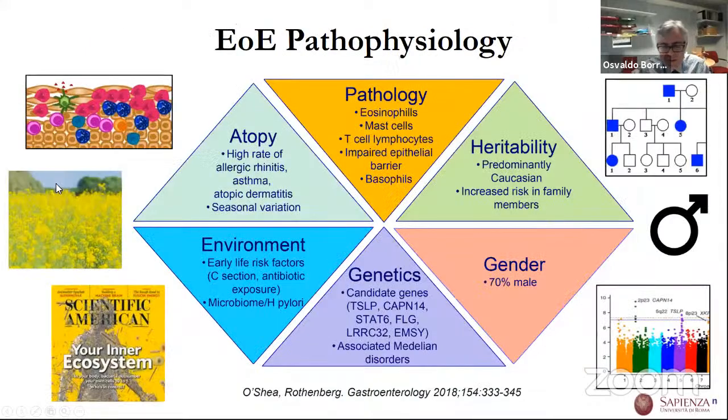What about the pathophysiology? We are facing a multifactorial disease with a predisposing background. These patients, as we will see later, have a high rate of allergic rhinitis, asthma, and atopic dermatitis. Then we have a genetic cause. We don't have a specific genetic cause, though some Mendelian disorders can be associated with eosinophilic esophagitis, and we have some candidate genes. A lot of studies regarding genetics have been performed in the last decade. It is more prevalent in males, with a male-female ratio of 3 to 1, and predominantly, as I said before, in the Caucasian population.